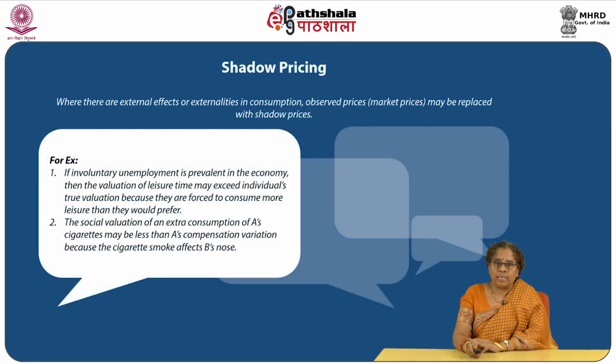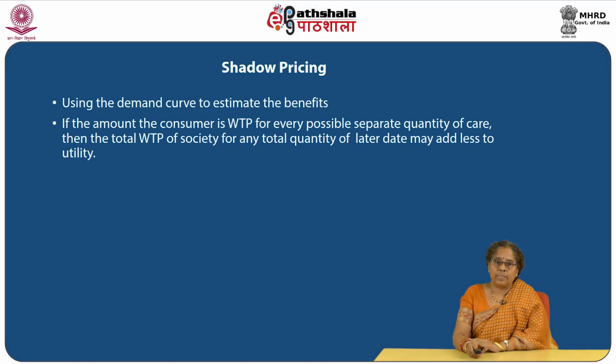Where there are external effects or externalities in consumption, observed prices, that is market prices, may be replaced with shadow prices. For example, if voluntary unemployment is prevalent in the economy, then the valuation of leisure time may exceed individuals' true valuation because they are forced to consume more leisure than they would prefer. The social valuation of an extra consumption of A's cigarette may be less than A's compensation variation because the cigarette smoke affects B's nose.